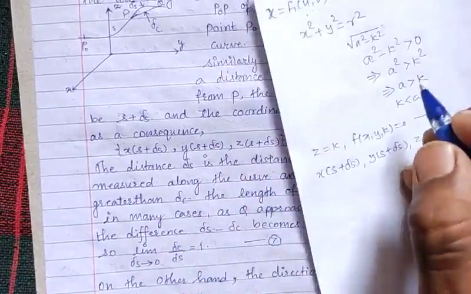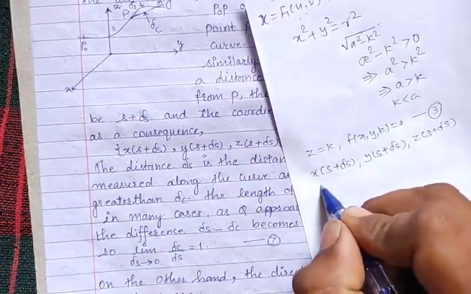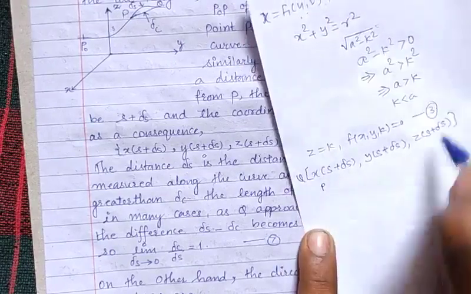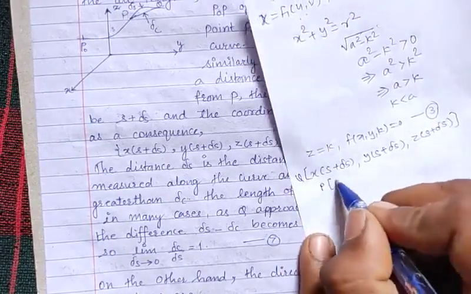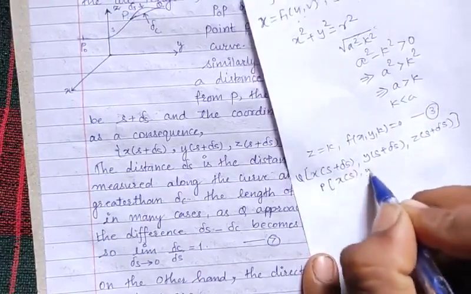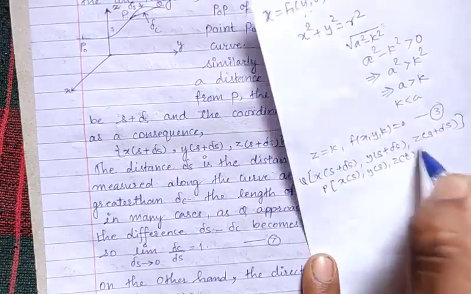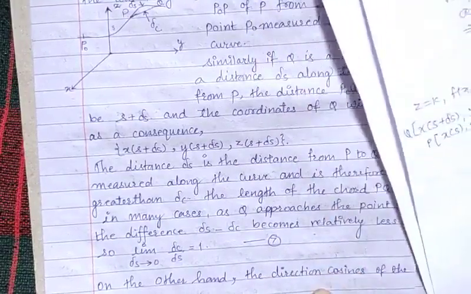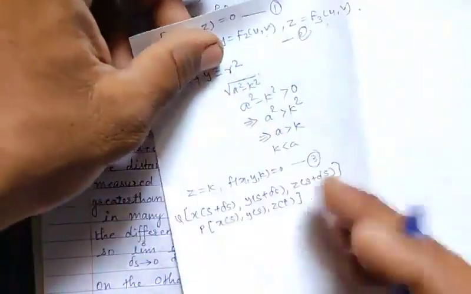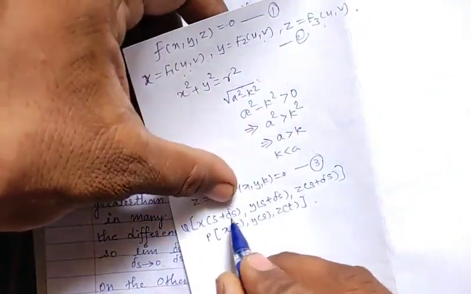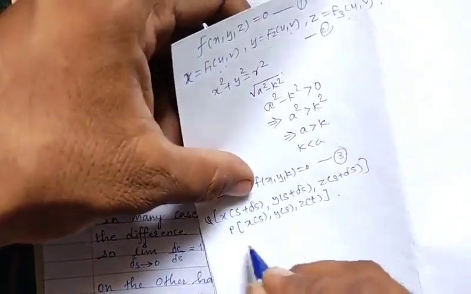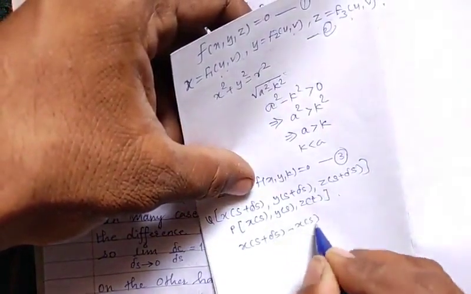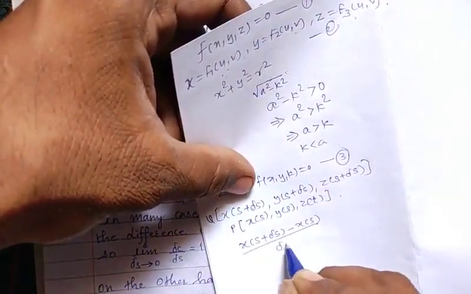And what are the coordinates of P? P has coordinates x of s, y of s, and z of s. So what are its direction cosines? The direction cosines will be this point minus this point. So the first is x of s plus delta s minus x of s divided by delta c.